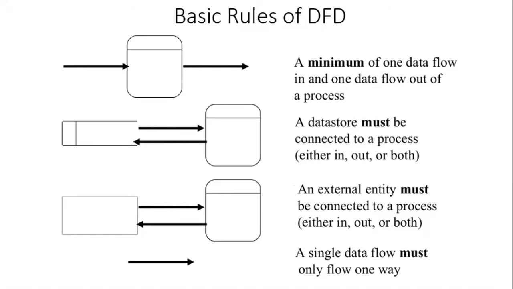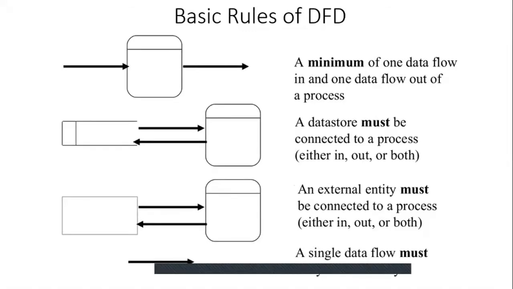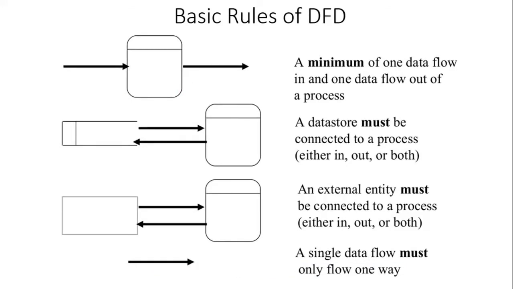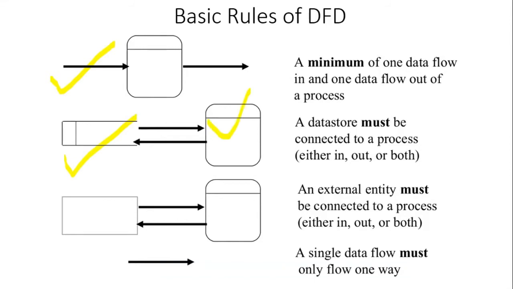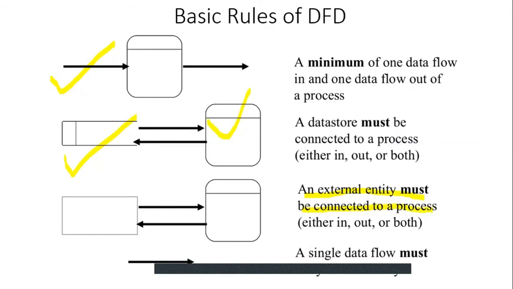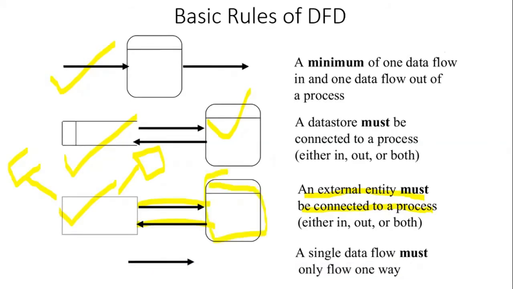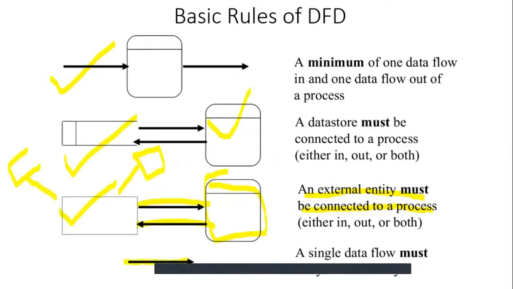So in the previous slide, we found a rule that a process must have an inflow of data and an outflow of data. It is also covered that a process must be connected with a data store. An external entity must be connected to a process. No entity can be connected directly to another entity or to a data store, but it can be connected with a process. A single data flow must only flow in one way.